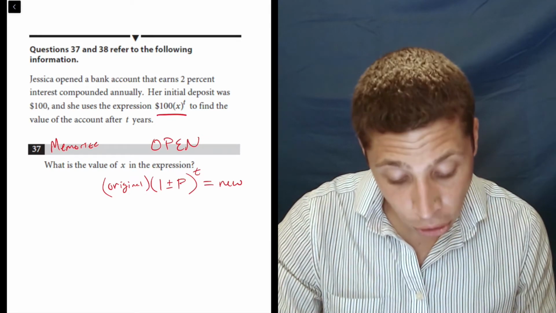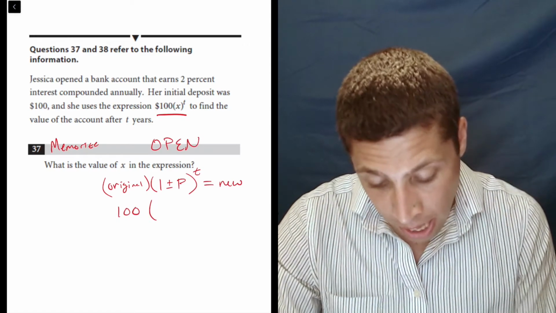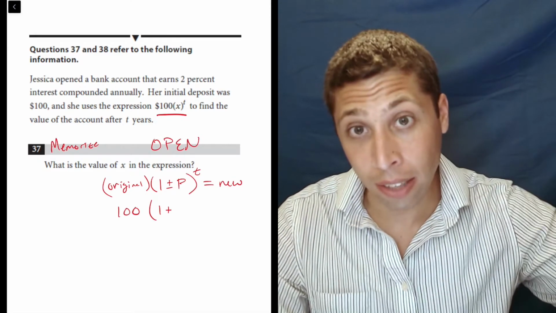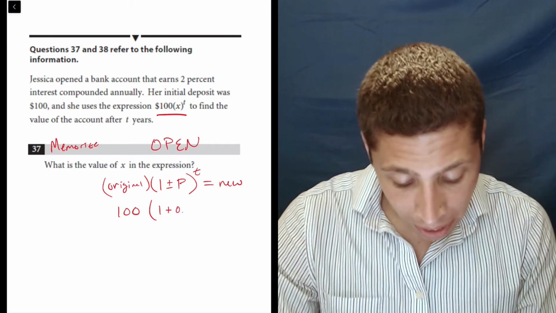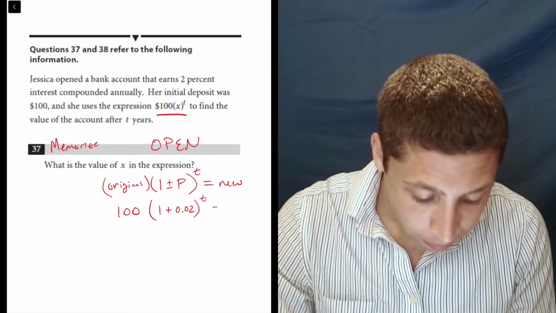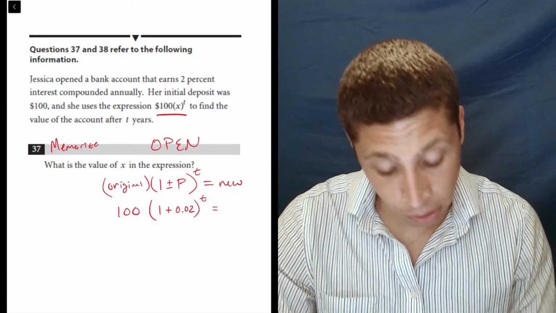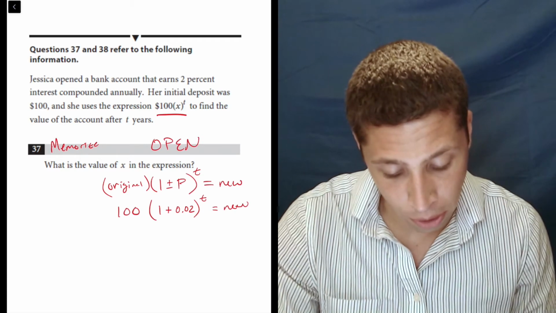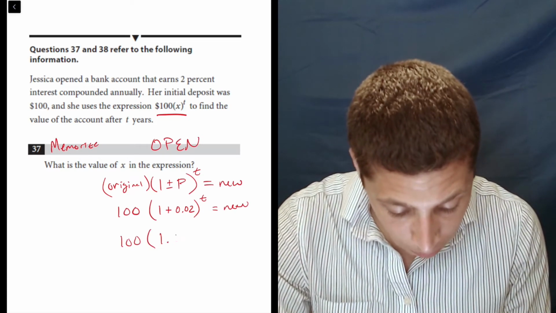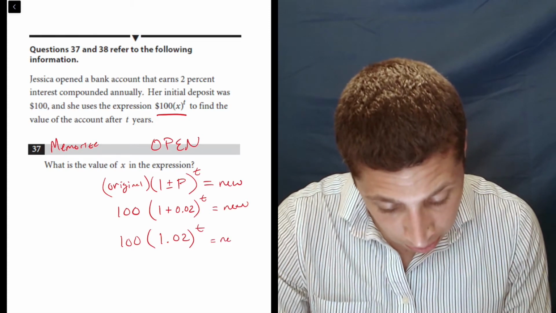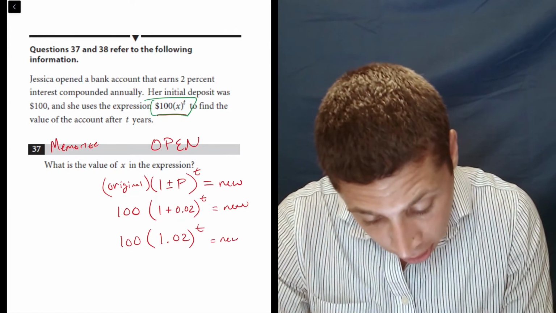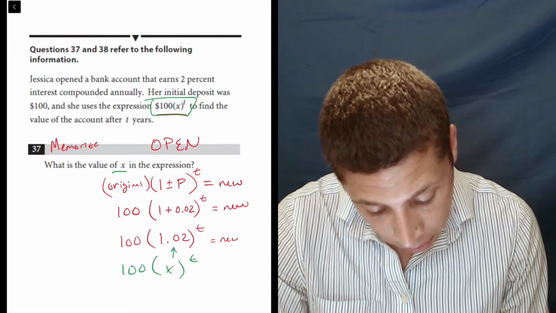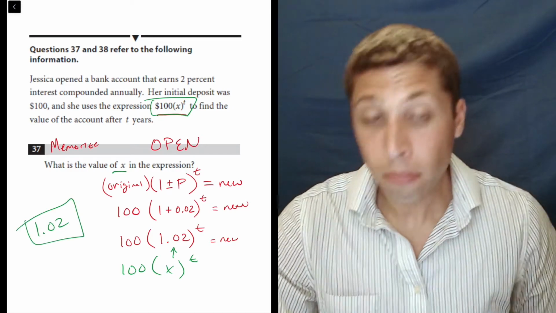So let's see. The initial deposit, the original amount, is $100. It earns 2% interest. So when we write that, we're going to use a plus because it's adding on. And it's 2%, so we have to write that as a decimal. And there we go. It's going to be 0.02, and that's going to give us the new value, or whatever the value of the account is in t years, right? So there you go. And if we simplify that, 1.02 to the t, and we can see that that matches with this formula that they gave us pretty nicely. What is the value of x? Well, it's 1.02.